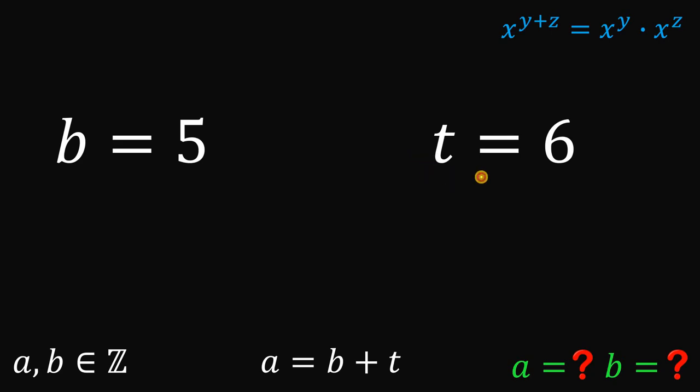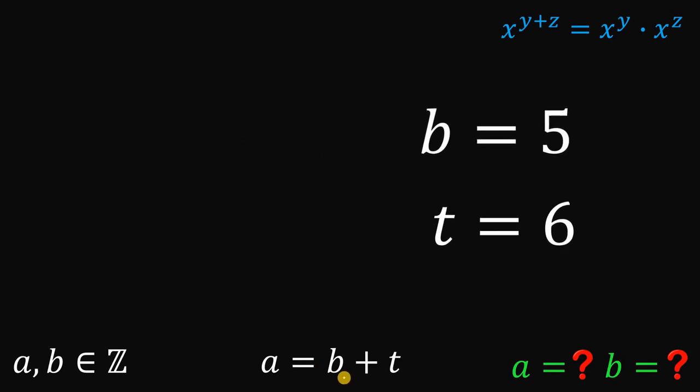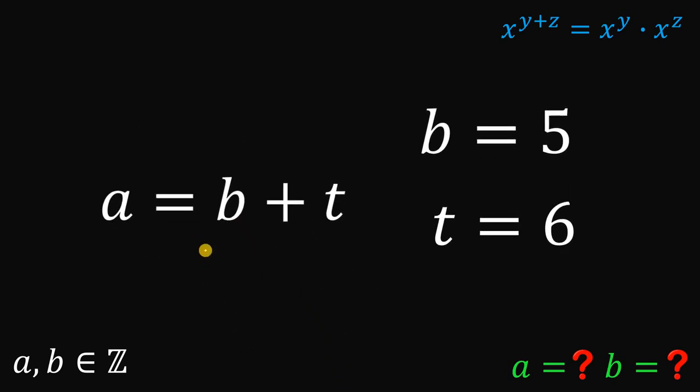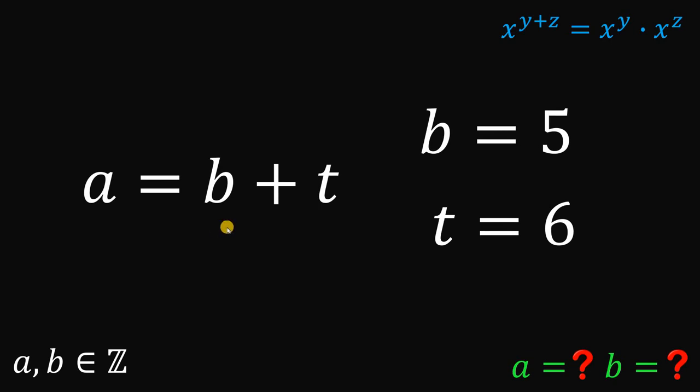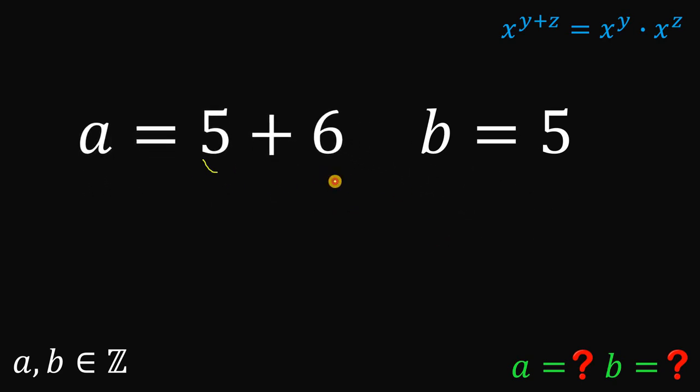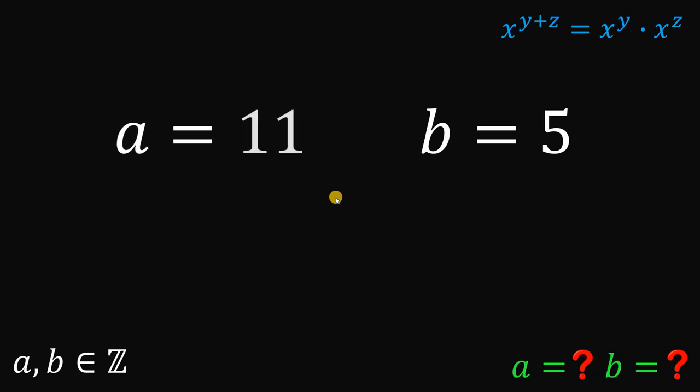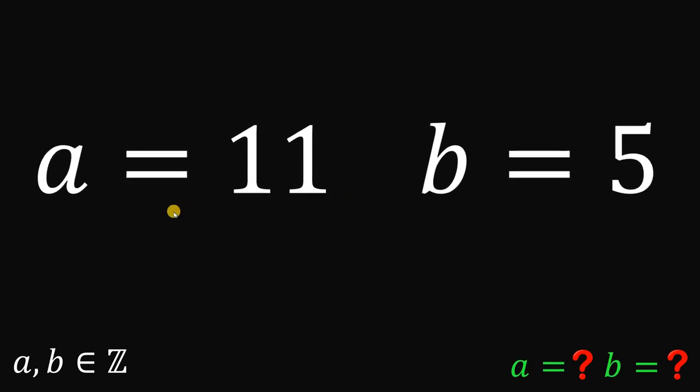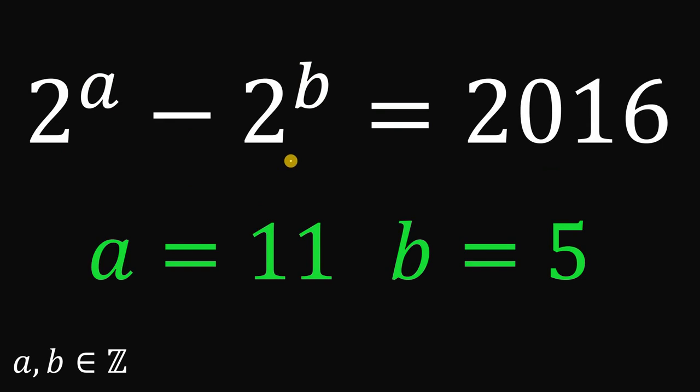But don't forget that we don't want the value of t, we want the value of a. And we know that the value of a must be equal to b plus t. Now we know that b must be equal to 5, and this t, we found, is equal to 6. So a must be equal to 5 plus 6, and 5 plus 6 must be equal to 11. And those are the values of a and b that satisfy this equation: 2 raised to the power of a minus 2 raised to the power of b equals 2016. And as always, we are done.